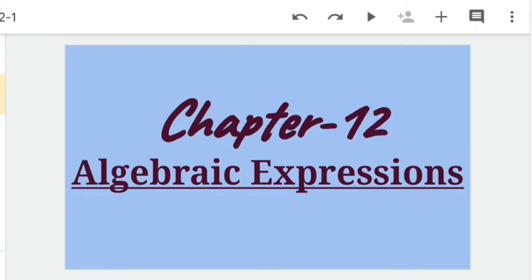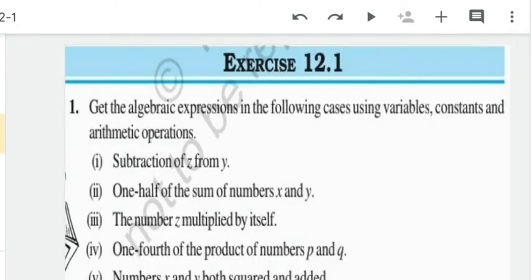Today we will start our new chapter, chapter number 12, Algebraic Expressions. For this, let's start from exercise 12.1 and we will get to know about algebraic expressions with the upcoming questions. So let's start with question number 1. The first question is, get the algebraic expression for the following cases using variable.